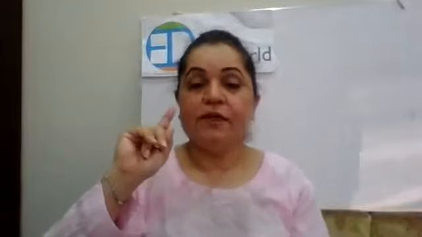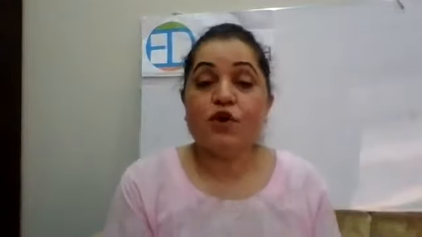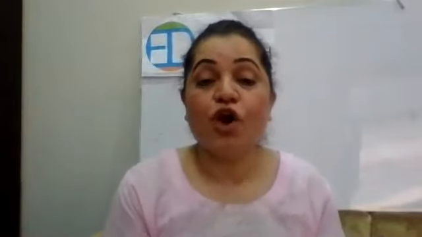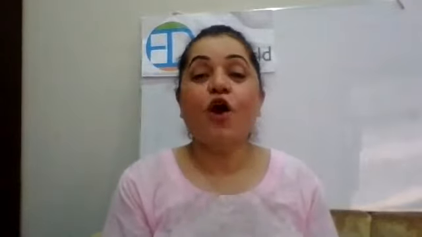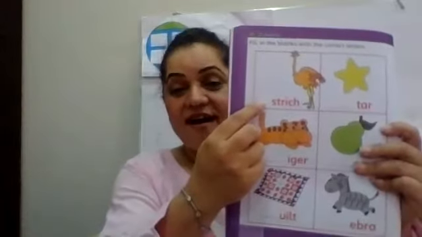So the first is, what did you tell me? Ostrich. What is the first sound of ostrich? Yes, it is O. O is for ostrich. Very nice. So what do you think will fit in over here? O. Yes, you're going to write O here.